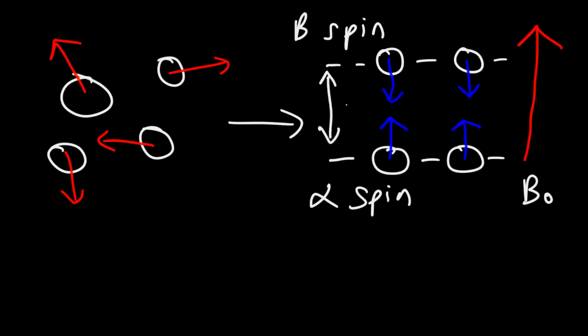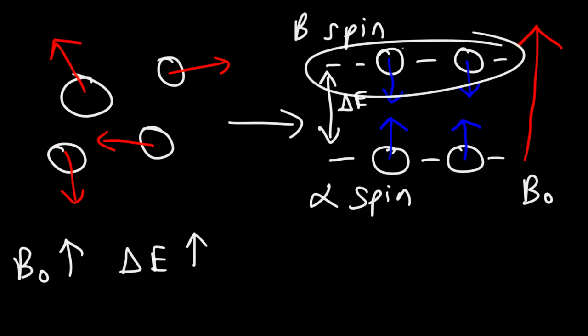Now, delta E represents the difference in the energy of the alpha spin state and the beta spin state. That difference in energy is dependent on the strength of the applied magnetic field. So as you increase the strength of the applied magnetic field, delta E will increase, and you're going to have greater separation between these two lines. Now, what does it take for a hydrogen nuclei to switch from the alpha spin state to the beta spin state?